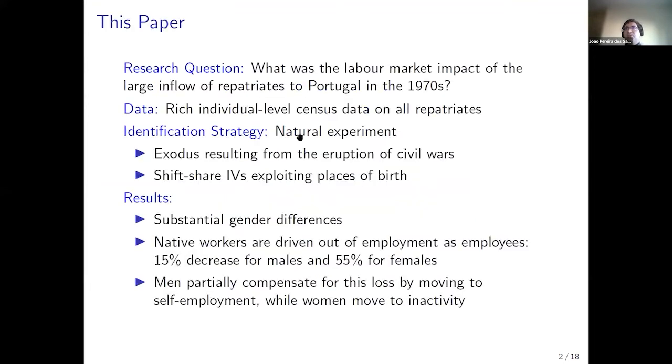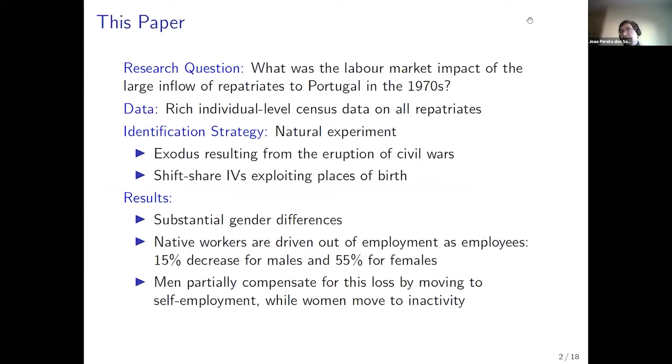In this paper, we ask what were the labor market impacts of the inflow of close to 500,000 repatriates that happened in a country that in the 1970s had around 9 million people. To answer this question, we will use very rich individual level census data that we have for all the repatriates, and we are going to combine that with detailed regional level data for the natives.